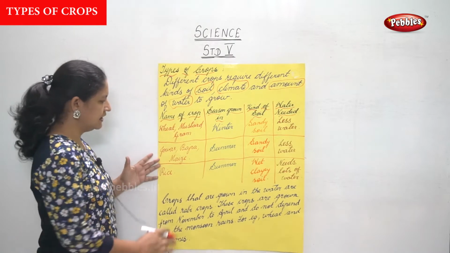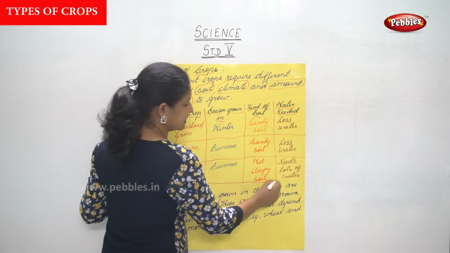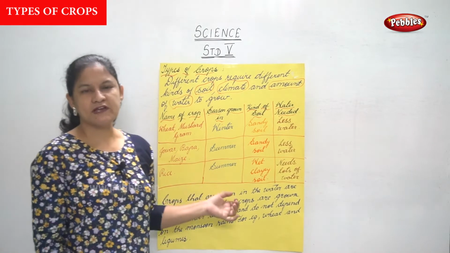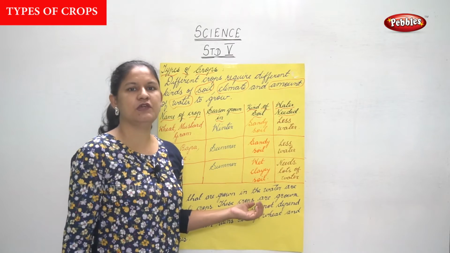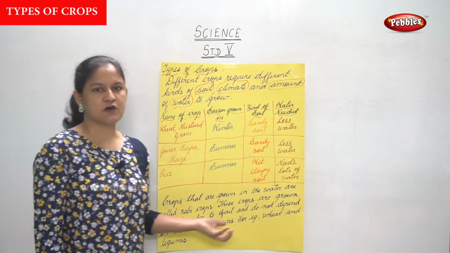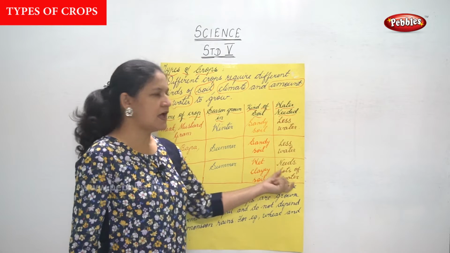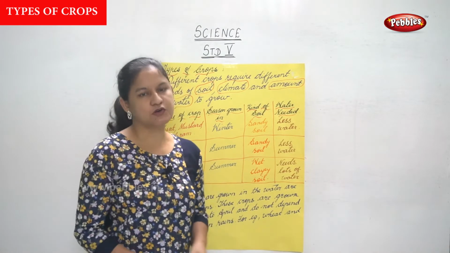And finally is the rice. So the rice grows in the summer season and it requires wet clay soil. In our previous session we learned about the types of soils. So the rice requires a wet clayey soil and needs lots of water for it to grow.